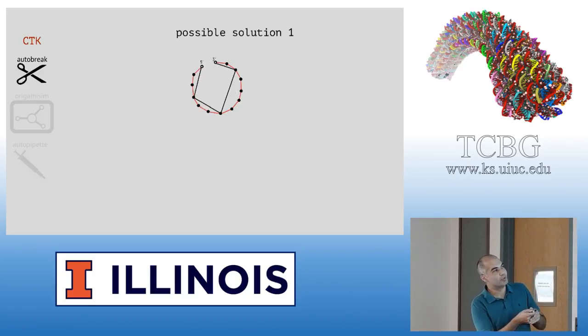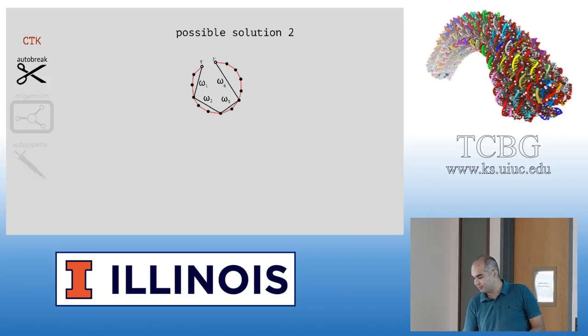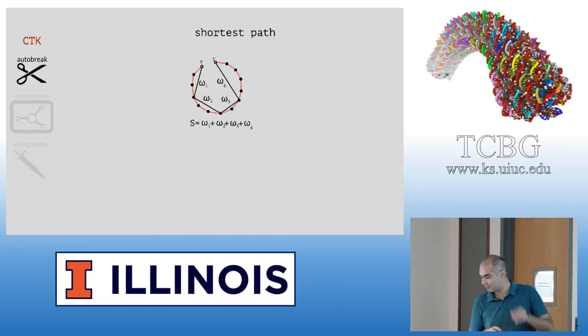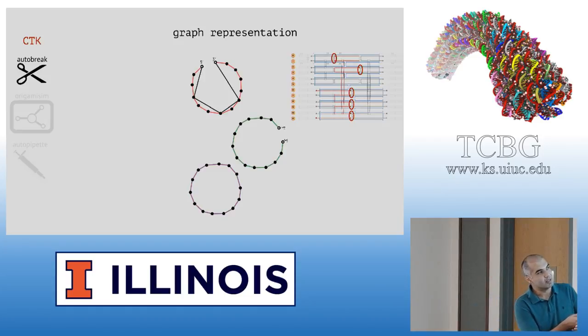So for instance, this will be one potential solution. It gives you this staple, this staple, and this staple, and the edges have some kind of score. Or this is another solution, for instance. The score associated with breaking this oligo will be the sum of all the edges. But then we have different oligos. Like I was saying, in this breaking pattern you also have constraints associated with this problem. Let's say if you break in this region, then you don't want to break here.